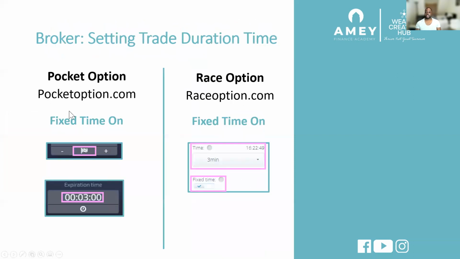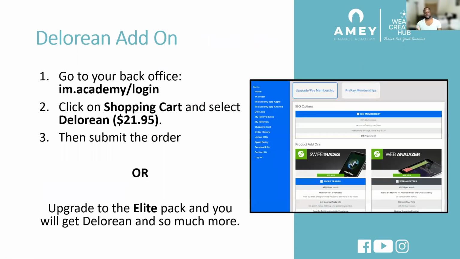When you do fixed time with Pocket Option, you click on the flag and it'll give you the expiration time where you can set the time that you need. With RaceOption and other ones, you have a switch where you can switch it on to fixed time. Make sure you set it for your 3 minutes or your 15 minutes and so forth. That's the key thing.